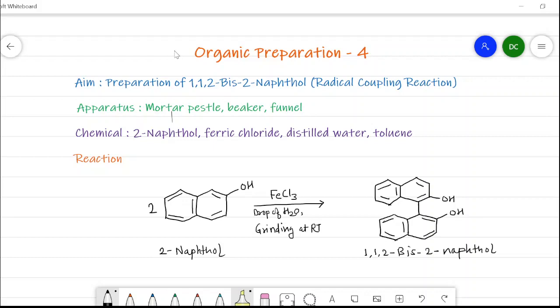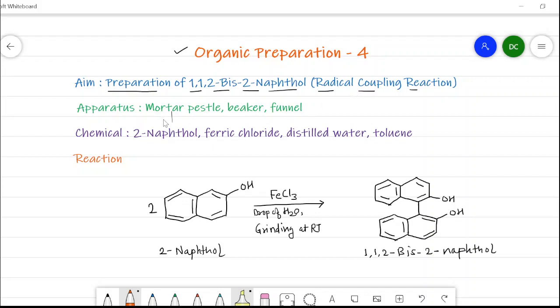Welcome to the fourth organic preparation, and in this preparation we will go through the preparation of 1,1'-bi-2-naphthol. It is a radical coupling reaction. So whatever is written in the bracket is most important. It is radical and then coupling. So in this reaction, there is a formation of free radicals, and those free radicals are going to combine. It means that they are going to couple. So it is a free radical reaction.